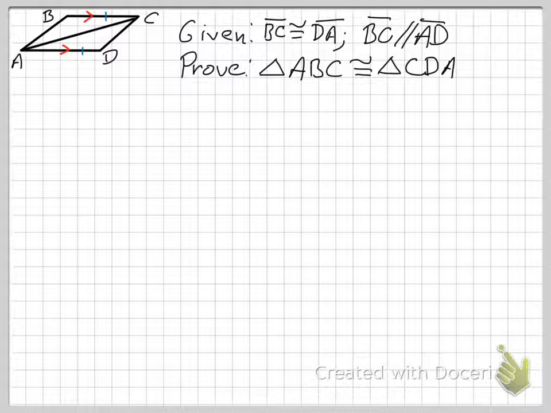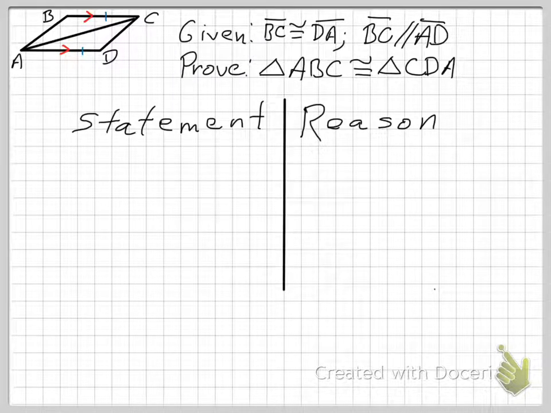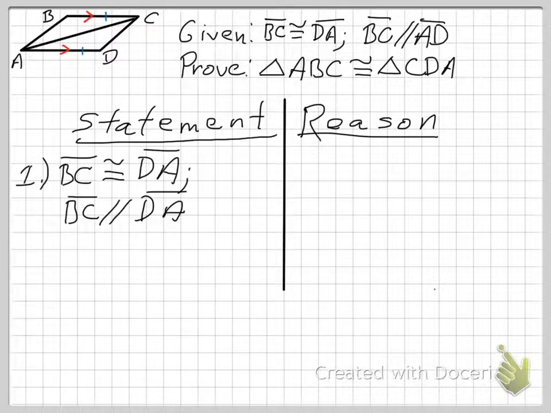All right, so what we want to do is prove the two triangles are congruent, and like we discussed today, our plan for proof is side angle side. We're going to start off with statement and reason, and our first statement almost always is the given. So in this case, we have BC is congruent to DA, and BC is parallel to DA, and again, that's given. And like I said, our plan for proof is to use side angle side.